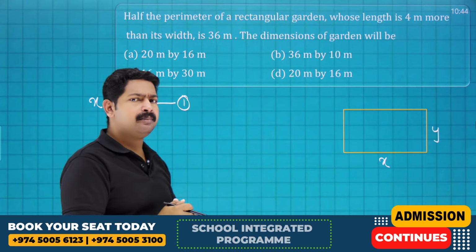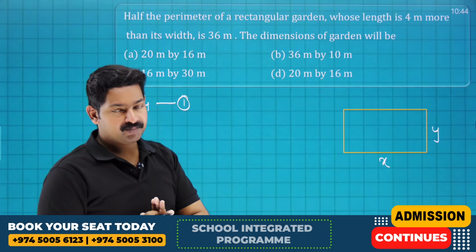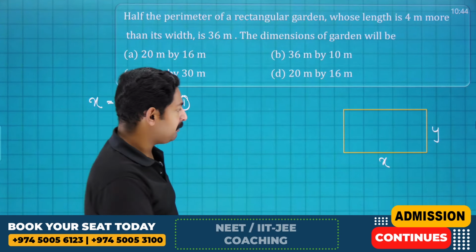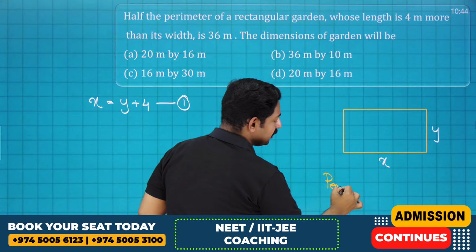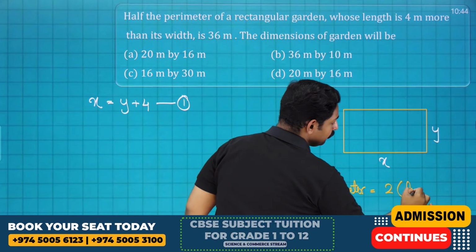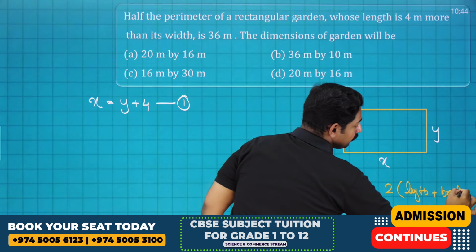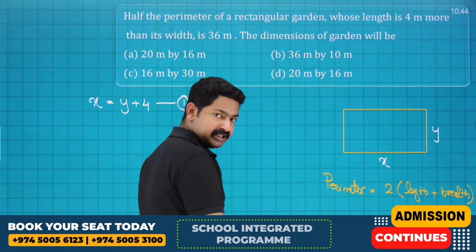So how can we find out the perimeter of a rectangle? It is 2 into length plus breadth. So 2 into length plus breadth is the perimeter that we know. Perimeter of rectangle is equal to 2 into (length plus breadth).